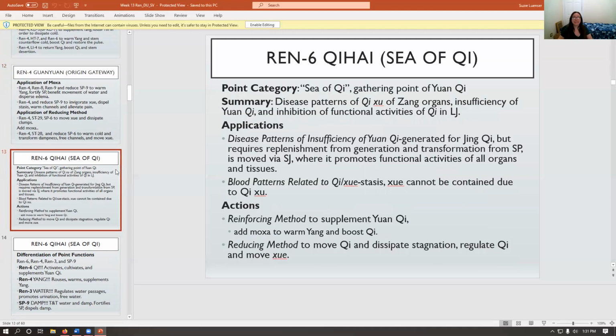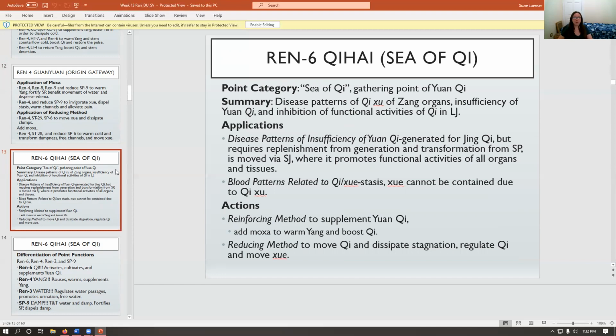Then we have Ren 6. Ren 6 is our Sea of Qi point. That's Qi Hai, right? Gathering point of source Qi. This is a very important point. It's going to be used to treat disease patterns of insufficiency of Yuan Qi, source Qi, generated from Jing Qi. This is going to help promote functional activities of all organs and all tissues.